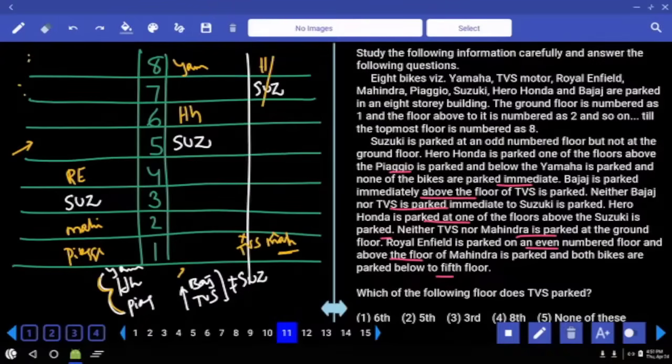Then what is the only case left over here? Now this is Bajaj and TVS, and these two are adjacent, and this is Yamaha, and this must be Hero Honda. Now this is the final arrangement. Now question numbers 11 to 15.